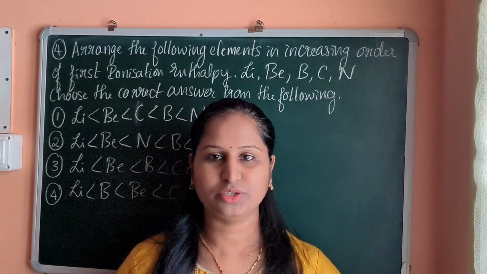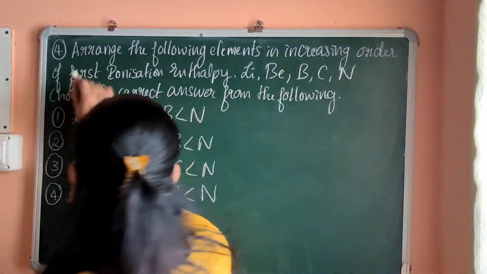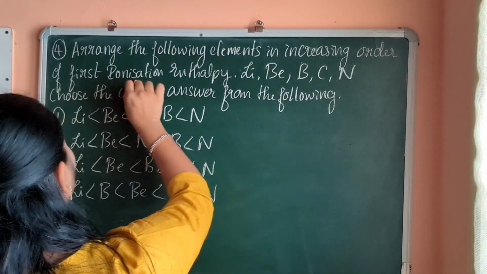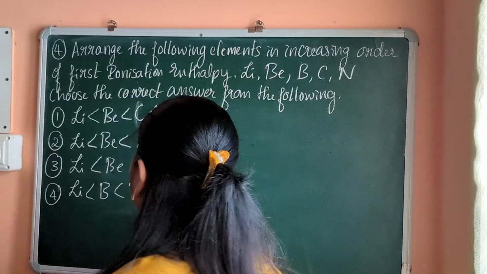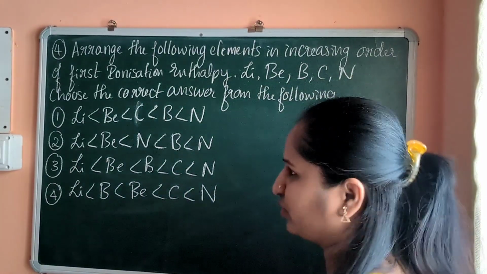This question is from NEET 2024. Let me read out this question now. Arrange the following elements in increasing order of first ionization enthalpy. And the elements given are lithium, beryllium, boron, carbon and nitrogen.